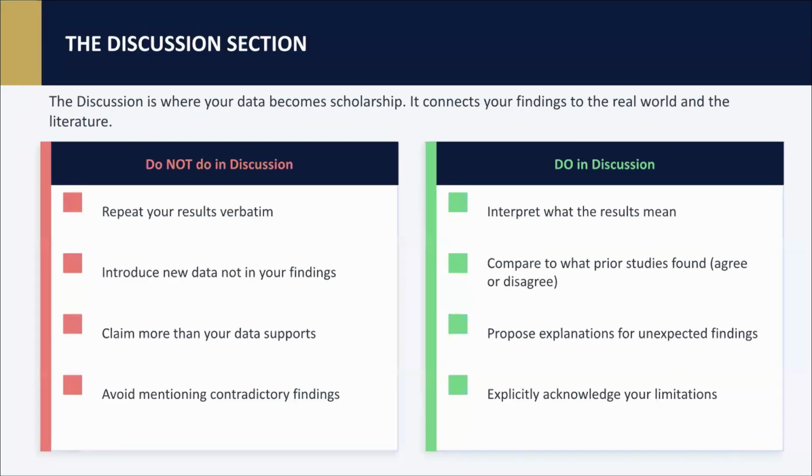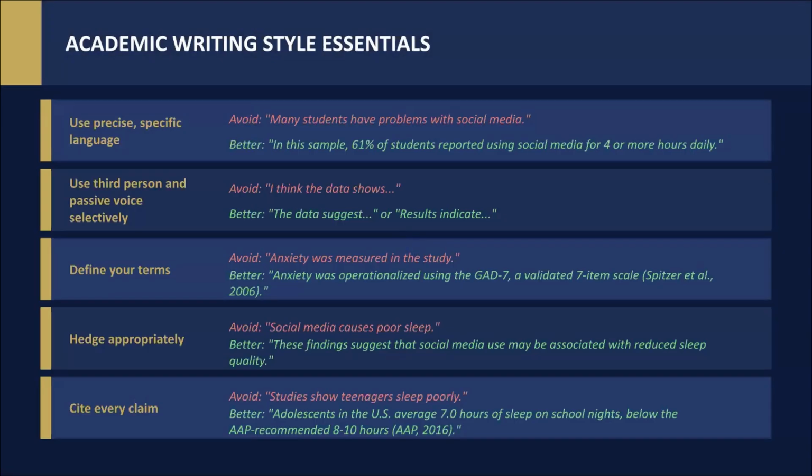Try your very best to not introduce new data in your findings, claim more than your data supports, and avoid mentioning contradictory findings. But in the discussion, you should try your very best to interpret what the results mean, compare to prior studies found, propose explanations for unexpected findings, and explicitly acknowledge your limitations because, again, it brings transparency and authenticity. So, academic writing styles.